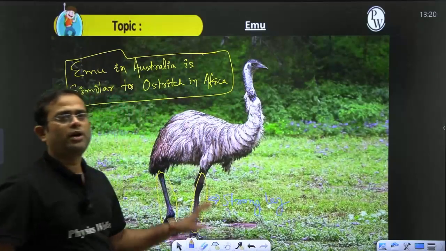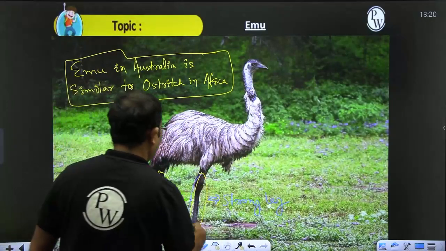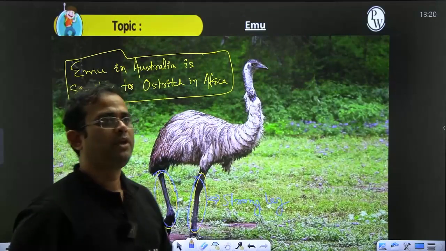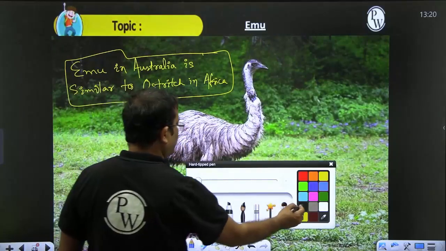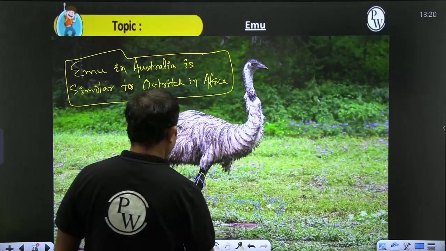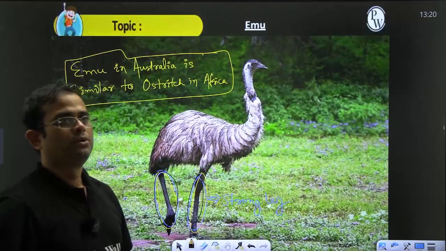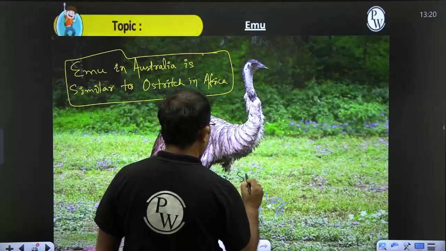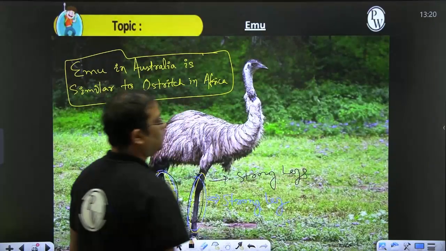If it gives a kick, one may even die. These are very strong kicks, particularly; one may die also. Very strong legs, I can say, very strong legs.